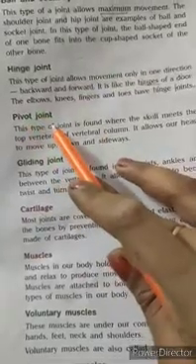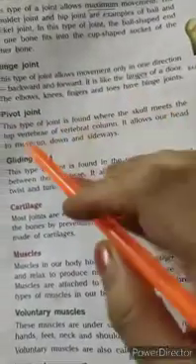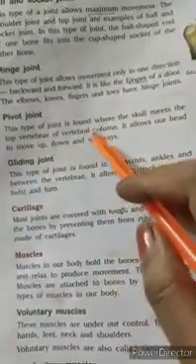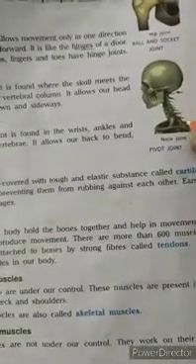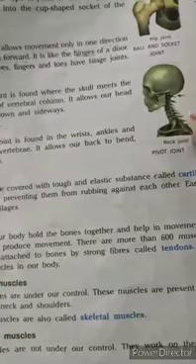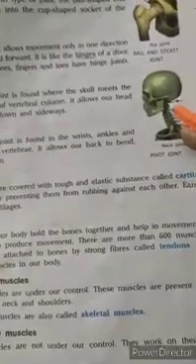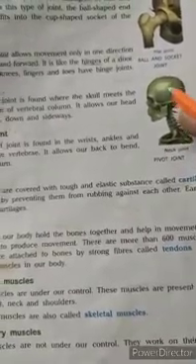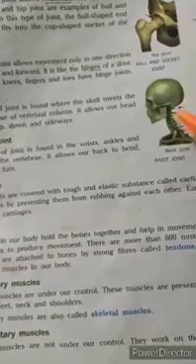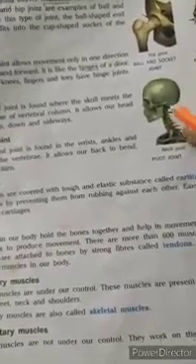Now pivot joint. This type of joint is found where the skull meets the top vertebra of the vertebral column. Now you can see over here in the diagram also, the vertebral column protects your spinal cord. It is made up of 33 small vertebrae, okay, and the top vertebra of the vertebral column is attached with the skull. So this joint, that is pivot joint, is found over here in the neck.